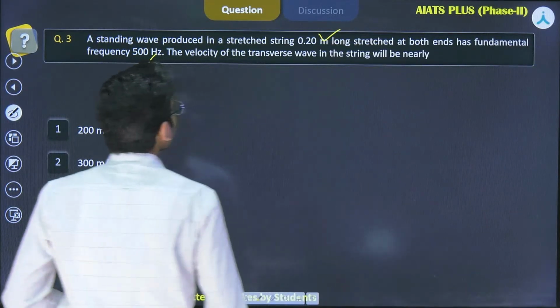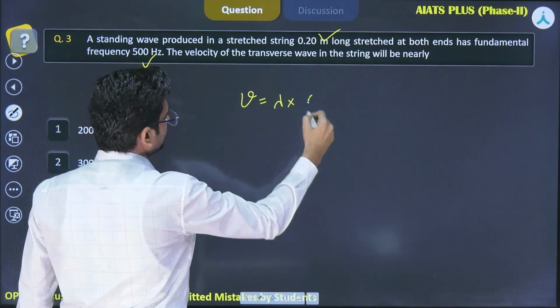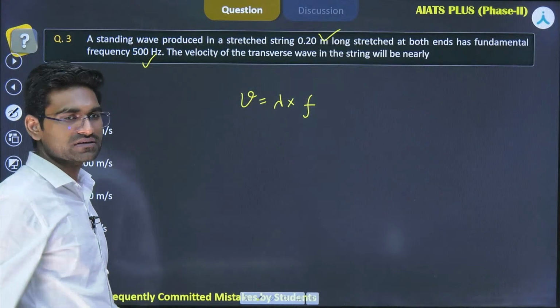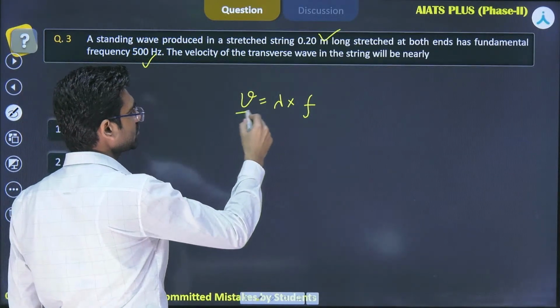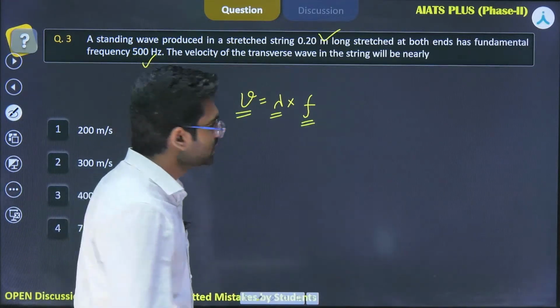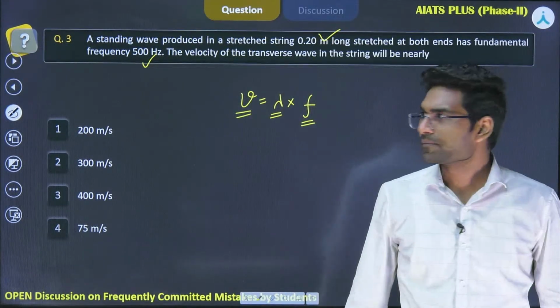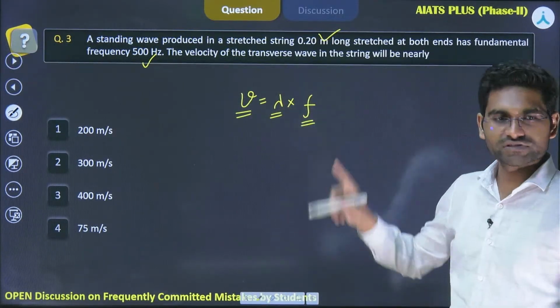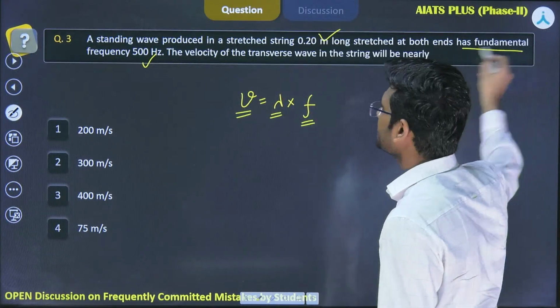So we know that V is equal to lambda into F, right? These are the three parameters which are associated with any wave. What is V? V is speed of wave, lambda is wavelength, and F is frequency. Now, frequency is the property of the source. We already know that, right? In this case, standing wave is produced, and this is the fundamental frequency.